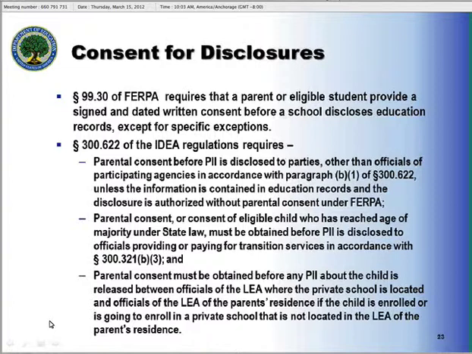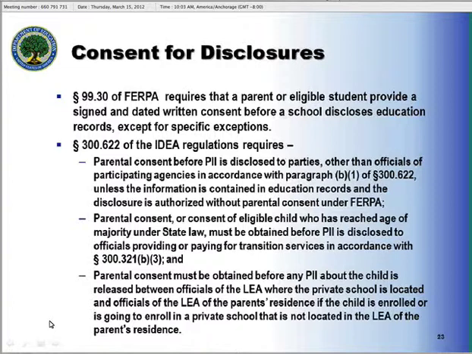Part B of the IDEA generally requires parental consent before disclosing personally identifiable information about a student with a disability and also incorporates the FERPA exceptions to parental consent. However, the regulations also include two situations where parental consent is specifically required.